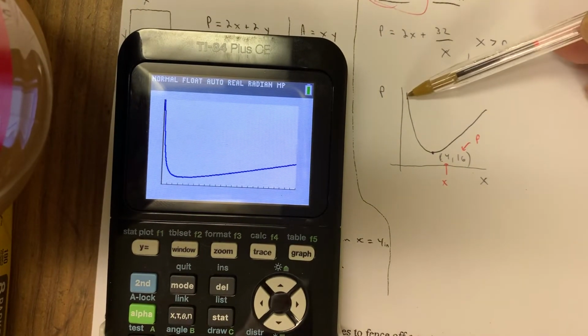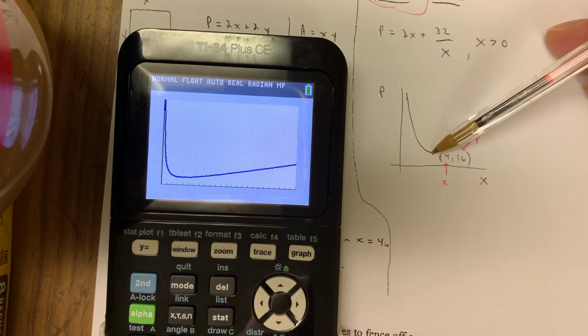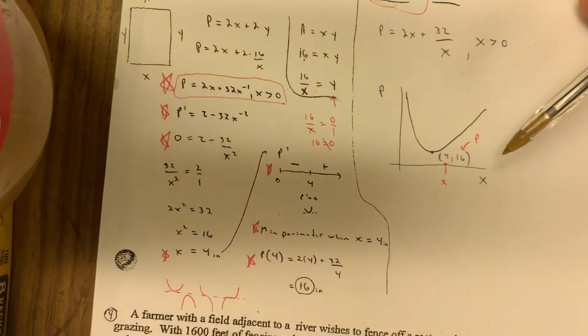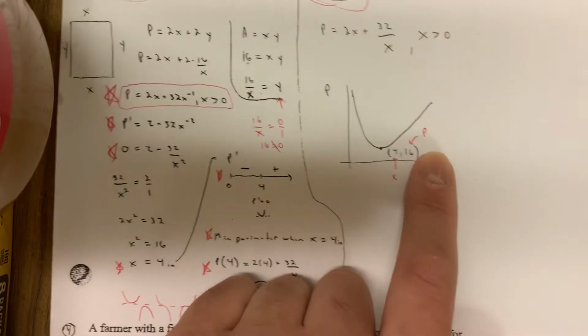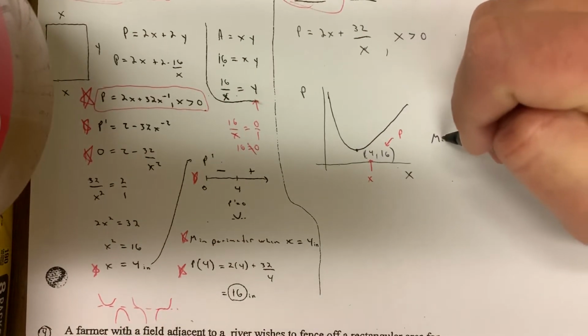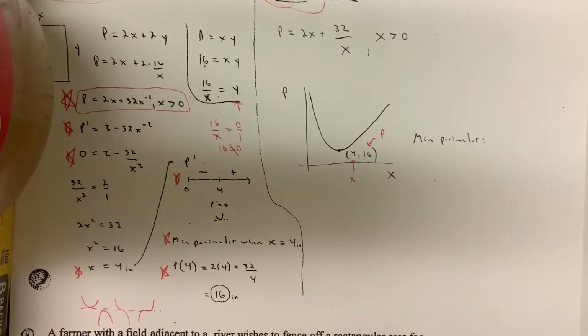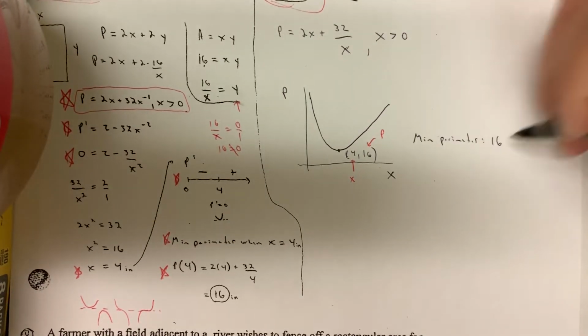Okay, you can see the perimeters right here getting smaller and smaller and smaller until they bottom out right there. Then they get bigger and bigger and bigger. So now you could just actually answer the question, what's the smallest perimeter? It's right there. We know the min perimeter is going to be equal to 16. And my units here would be inches.